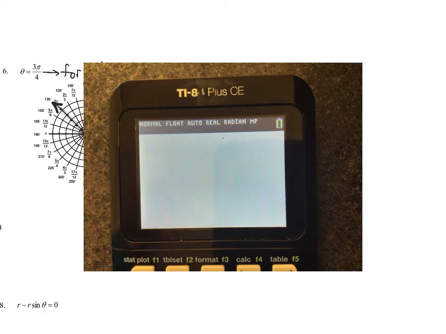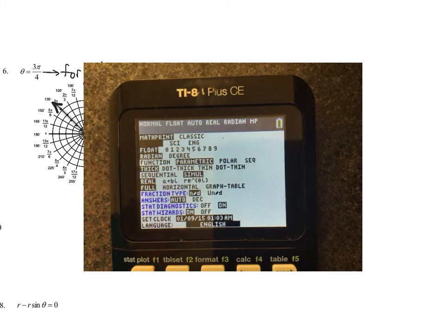We'll see. If you go to mode, again, you have function, we were in parametric, you can go to polar.